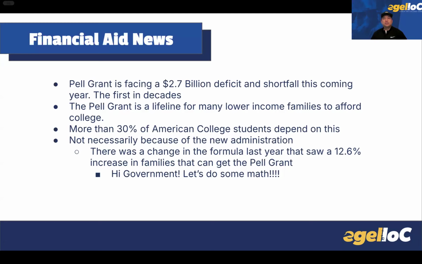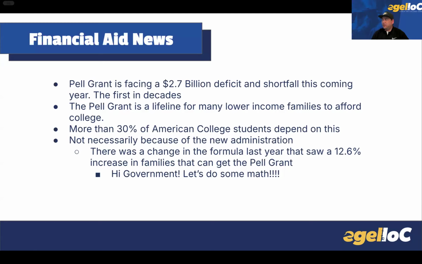What did happen was that they changed the formula to see who qualifies for the Pell Grant, right? Because of that, there was a 12.6% increase in the number of families that can get the Pell Grant. Now, what did that do? Well, there's a 12.6% increase, right? That $2.7 billion deficit might be from that increase of 12.6% of families that can get aid. There are millions and millions of families applying for financial aid every single year across the nation, right?